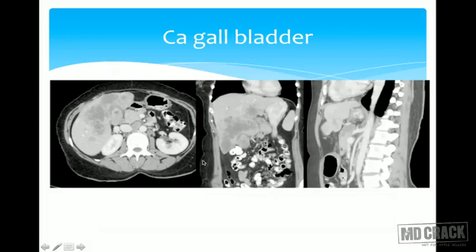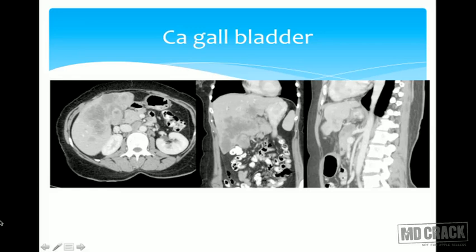Gallbladder. Again, when we are evaluating the gallbladder, ultrasound should be the initial modality of choice, because it's an excellent investigation to pick up gallstones. In fact, it has a very high sensitivity, and these gallstones will be easily missed on CT.